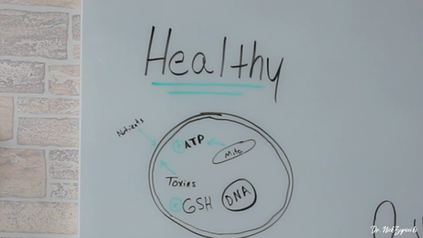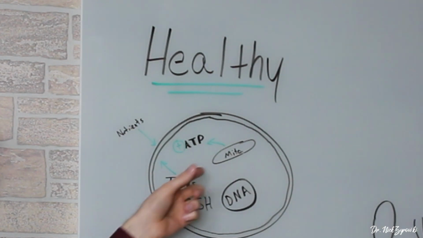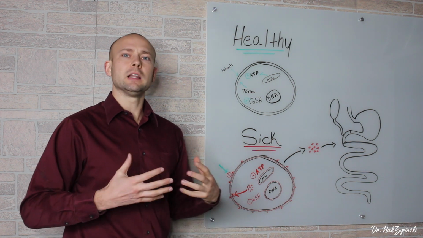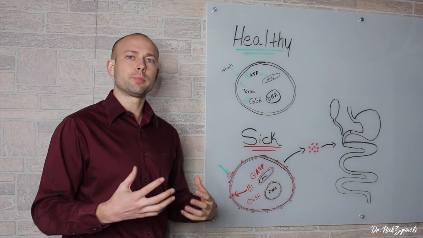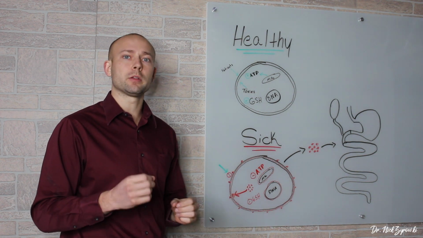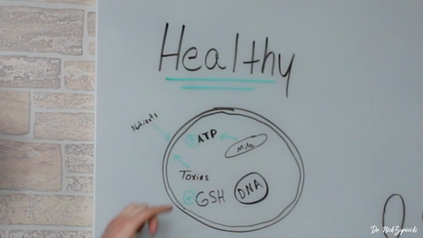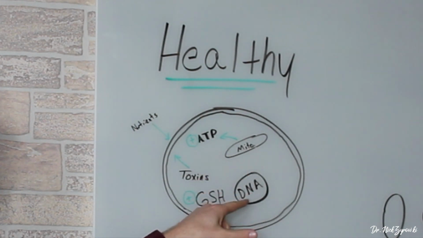A healthy functioning cell also has a good healthy mitochondria within it. Mitochondria are the power plant within the cell, and when the power plant's functioning correctly, it's producing lots of ATP, which essentially is giving you lots of energy for your body to do all the different processes it does on a regular basis, but also give you the energy to feel good and just to function well. And then also a good healthy cell has good levels of glutathione, and it also has a healthy functioning DNA.